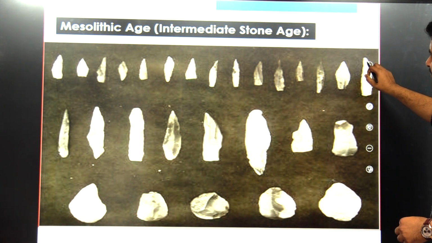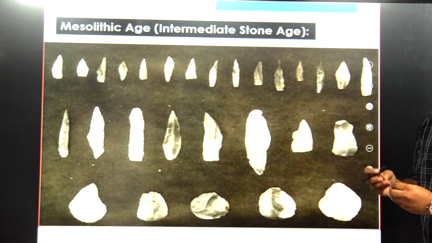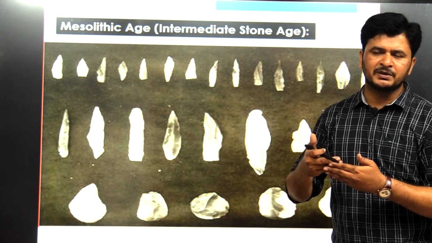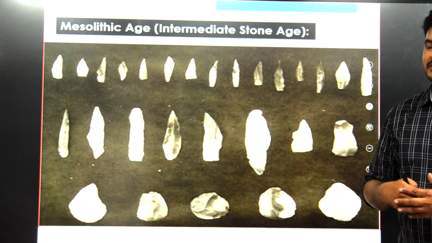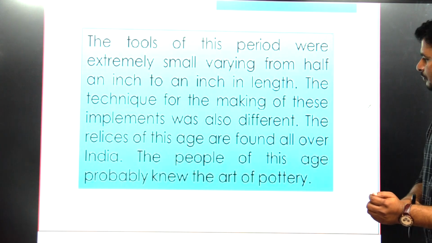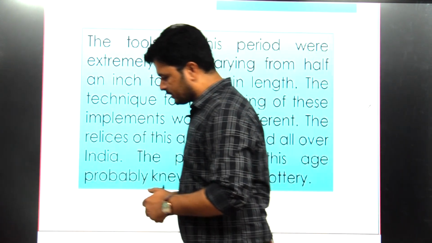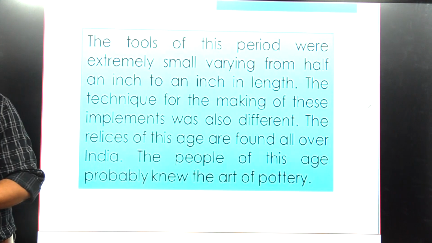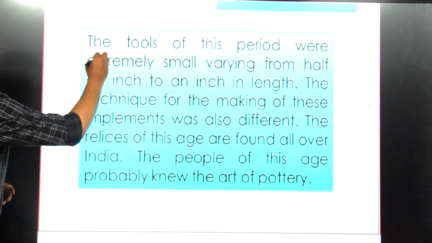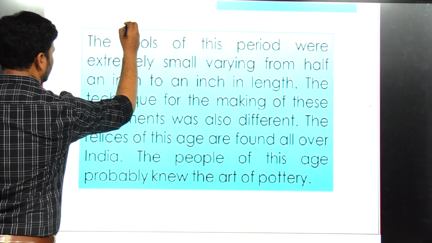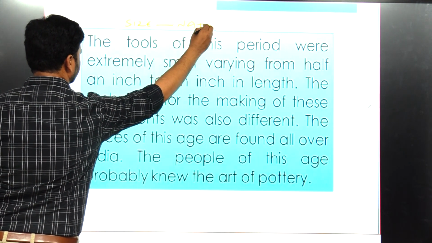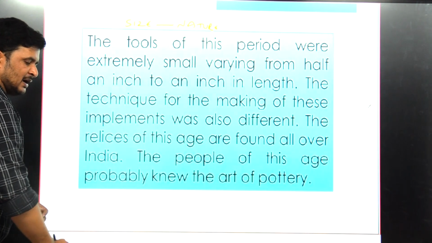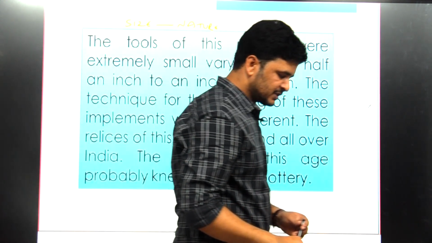So just have an idea, it's the Mesolithic age, otherwise called the Intermediate Stone Age. When I say Mesolithic, it's a kind of bridge between Paleolithic and Neolithic. Transition, you call it. As far as the Mesolithic age is concerned, we found the tools were smaller in size and sharp in nature. Smaller in size, sharp in nature.